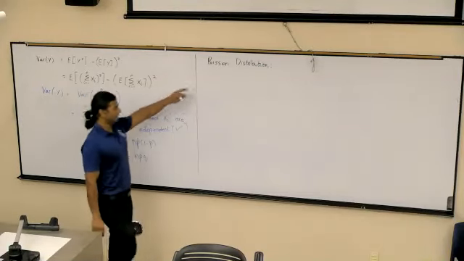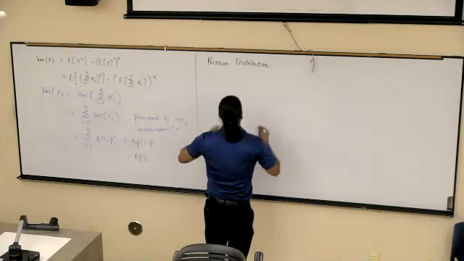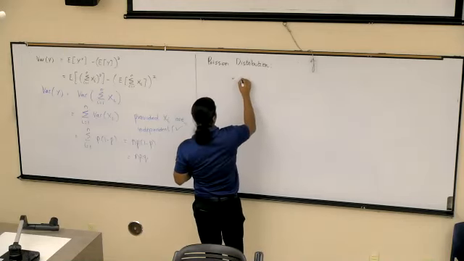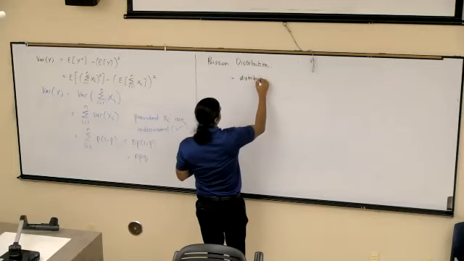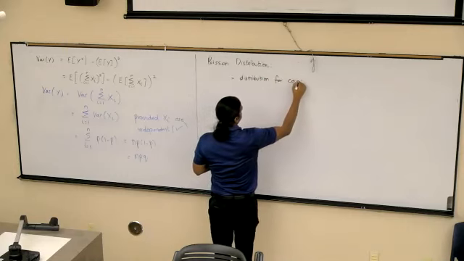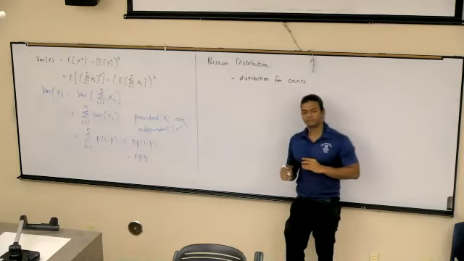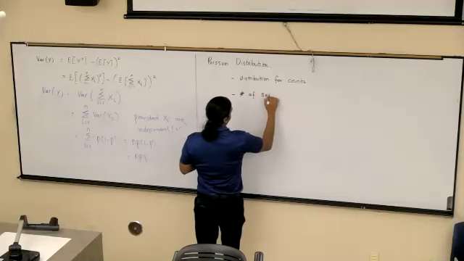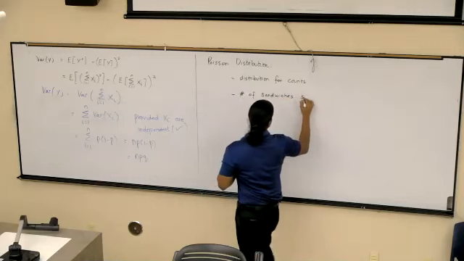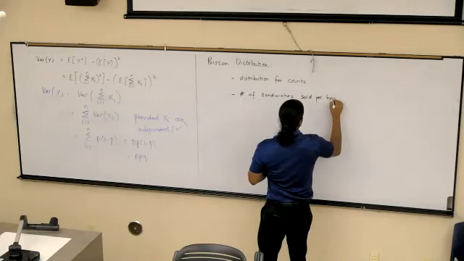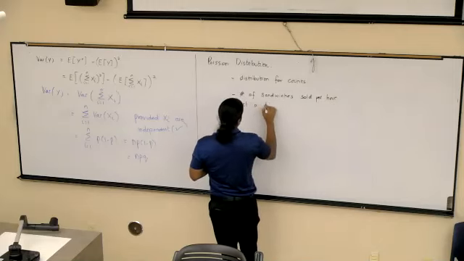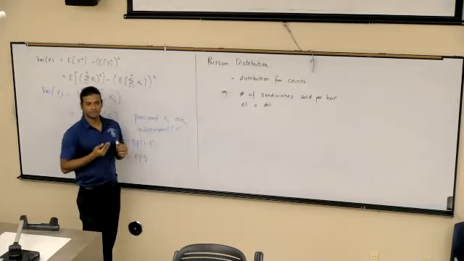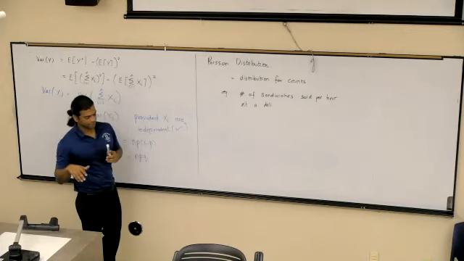So, a Poisson distribution. It is what we call a counting distribution, or a distribution of counts. For example, the number of sandwiches sold per hour at a deli, right? That would have a Poisson distribution.